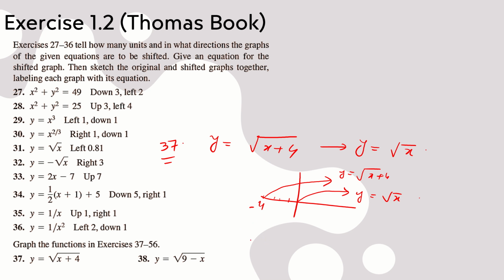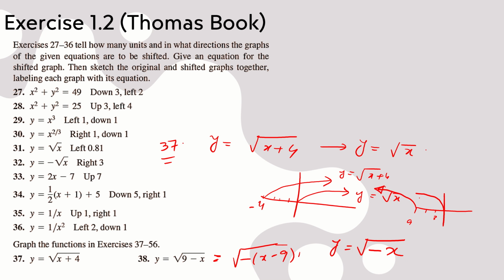Similarly, in 38, we need to write this function first, like we will take minus common from it. So it's under root of minus (x minus 9). So the original function in this case will be y is equal to under root of minus x. Okay, and the graph of y is equal to under root of minus x is something like that. And then it is shifted 9 units to the right. So let me take that. Let's suppose this is 3, this is 6, this is 9. So we'll just draw a graph from here like that.